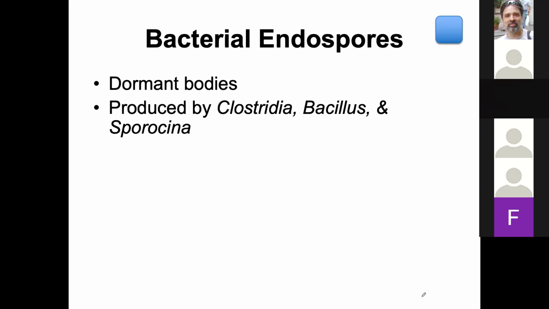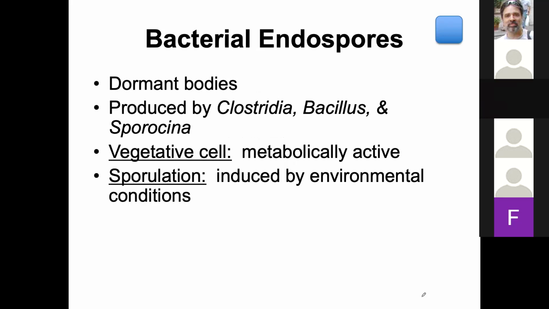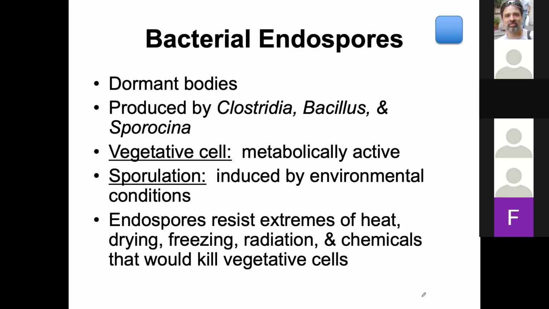Endospores are made by Clostridia, Bacillus, and Sporosarcina, and they are the bacterial equivalent of seeds, okay? The vegetative cell is the part that's growing and moving and doing all the work. The endospore is the temporary site where the genetic information and some cytoplasmic components are going to be stuck until environmental conditions get better. Not every bacteria can do spores, but a lot can, and a lot that make diseases can, right?